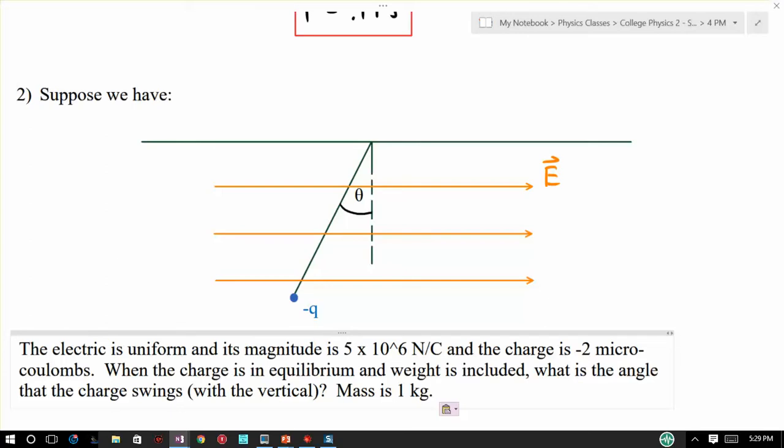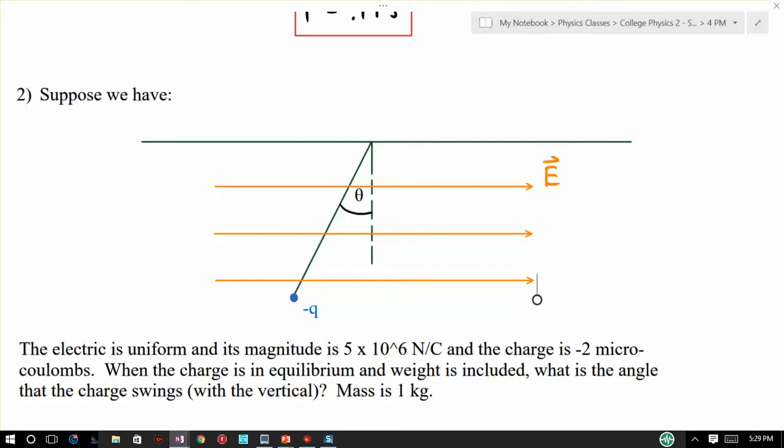So here you have a uniform field again, right? So uniform is actually the same field as the last example. 5 times 10 to the 6 newtons per coulomb in the positive x direction. So you sketch it with just a few field lines, the arrows going in the positive x direction like last time. You put a negative charge on a string, and you put it in this field. So the charge actually swings to the left, right?